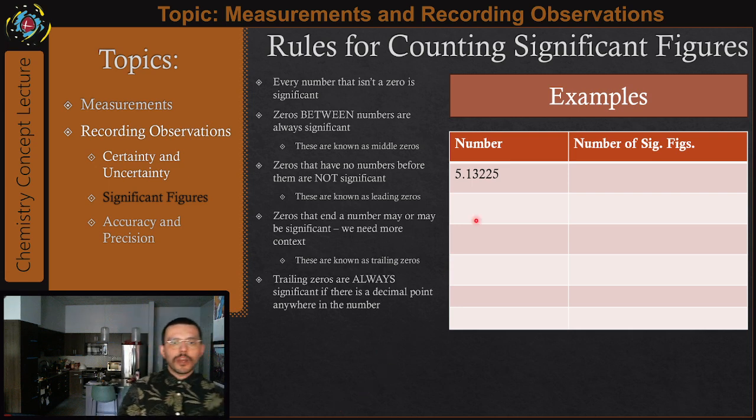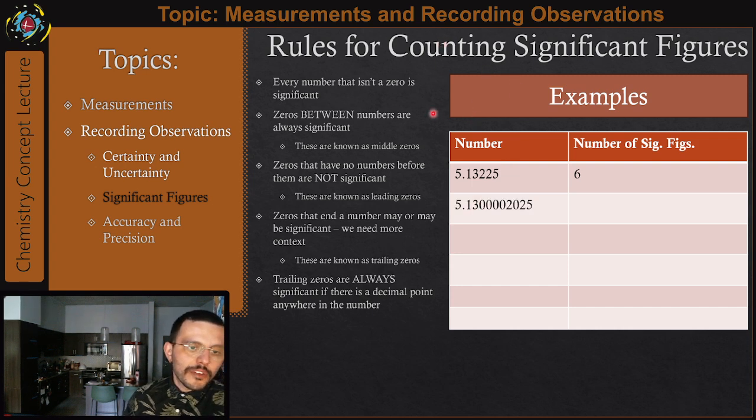So in this case, we have a number, and we're going to report its significant figures. So we count. In this case, we say 5.13225. Every number that isn't a zero is significant. There are no zeros, so that's 1, 2, 3, 4, 5, 6 significant figures.